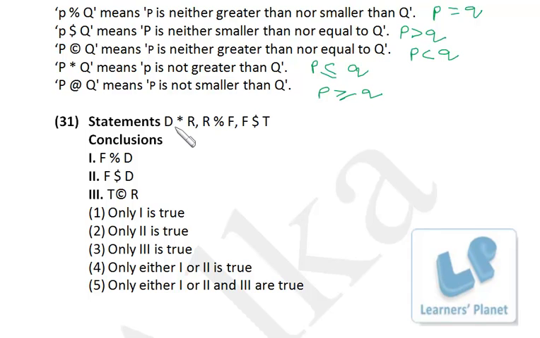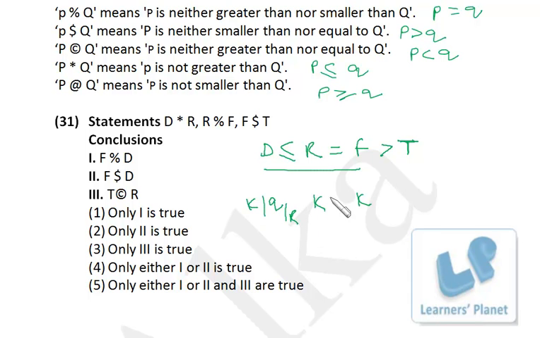Now D star R, that means D is less than or equal to R. R percentage F, that means R is equal to F. F dollar T, that means F is greater than T, right? So we can take this as one sequence and F is greater than T as another sequence, right? So I can take F as king, R as king, and D can be king, can be queen, can be rook. And since F is greater than T, T can be queen, can be rook, right?